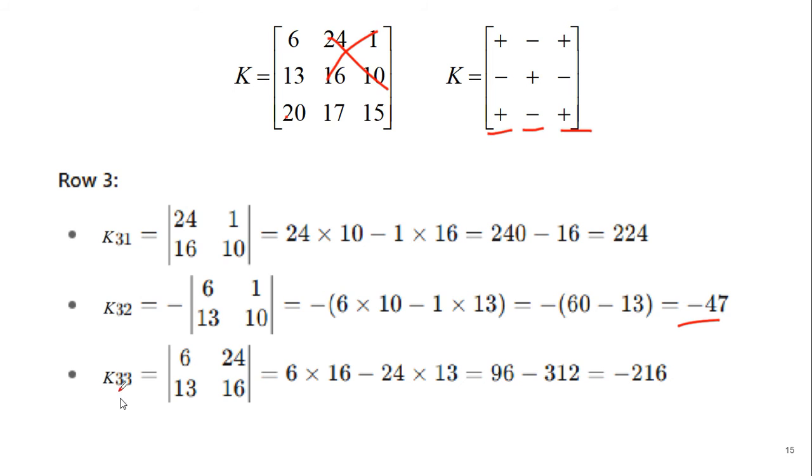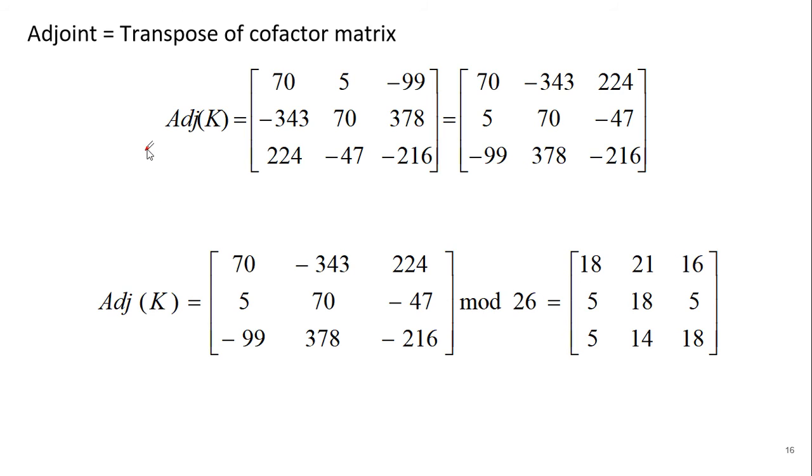Then next is the plus sign. So here plus, now we require to skip the last. So here the elements will come as 6 24 and 13 16. So 6 into 16 minus 13 into 24. So in this way we calculate the cofactor. So this is nothing but the adjoint of K. These are the cofactors, and adjoint is nothing but the transpose of the cofactor. So we just apply the transpose operation and we get this value.